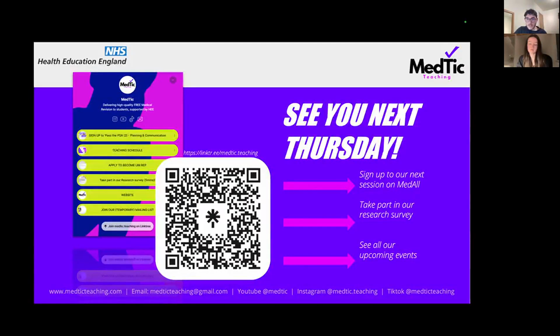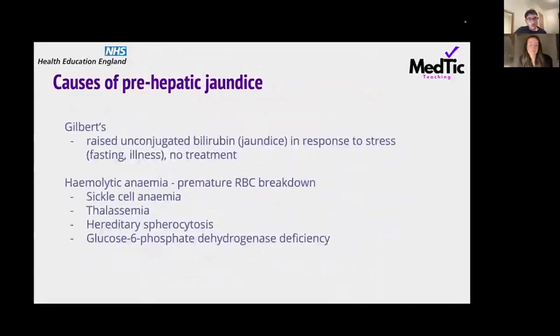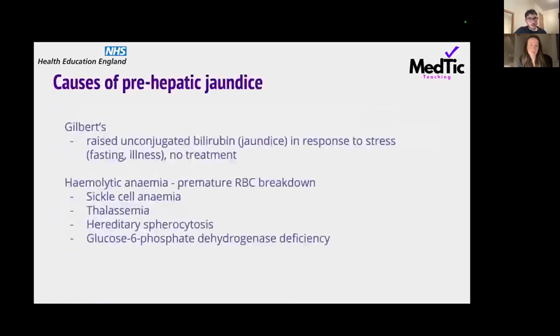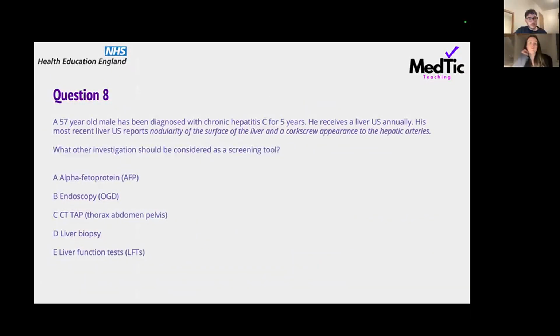I can see one question about the corkscrew appearances of the hepatic arteries, asking what the cause is. So this was from an ultrasound of a patient where the most likely cause was hepatocellular carcinoma, I think. Was it this one?